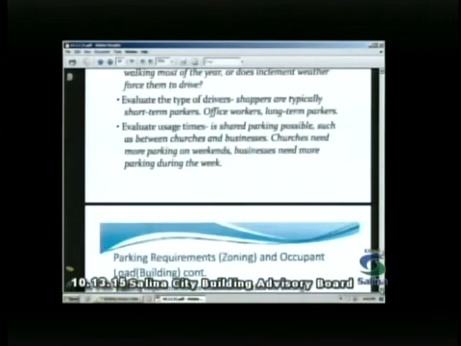Usage times, can we share parking? For instance, can you share parking with the church or something like that to meet your needs during the week, whereas the church, they need their parking on the weekends or whenever services may be. Other things to consider when considering the parking. And also know that your parking requirements are established within the zoning regulation.